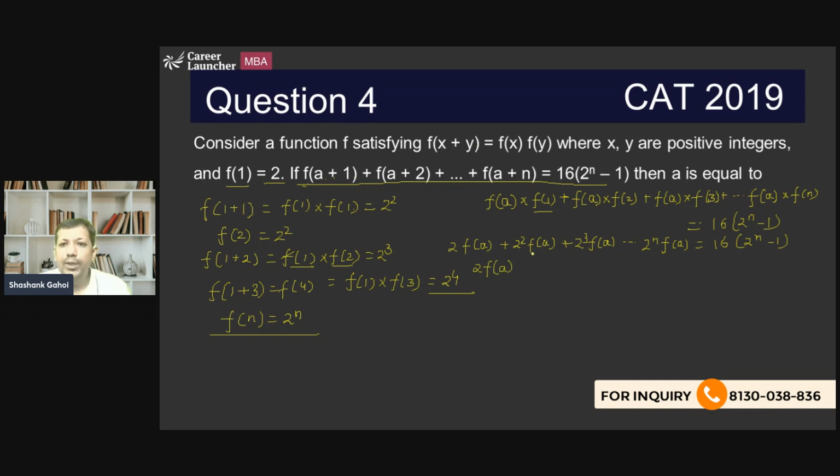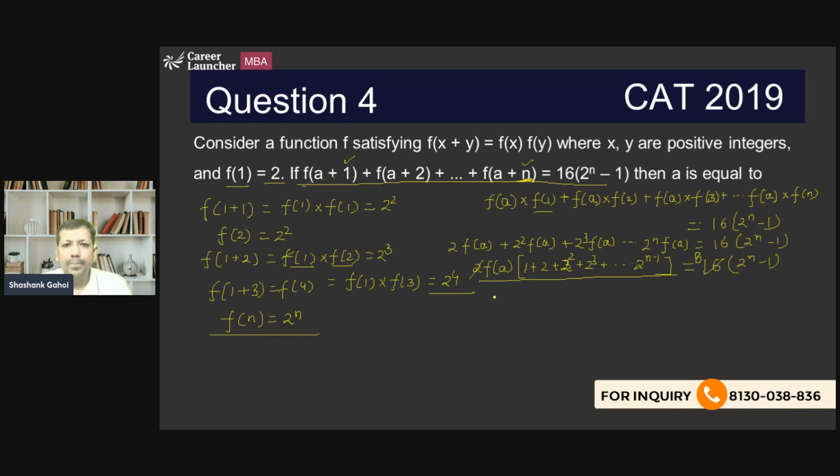Okay, so what am I going to get? I am going to get 1 plus 2 plus 2 square plus 2 cube up to 2 power n minus 1. Basically, I am having f of a plus 1, a plus 2, a plus 3 up to a plus n. So I am starting from 1 and reaching till n. So how many terms are we talking about? We are talking about n terms, right? That is 16 times 2 power n minus 1. So I am just cancelling it by this, so I am going to get 8.